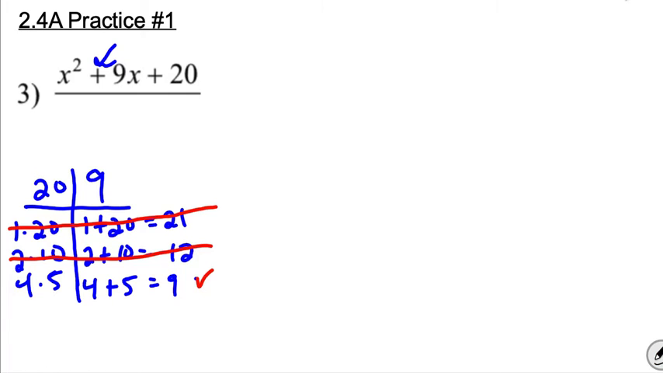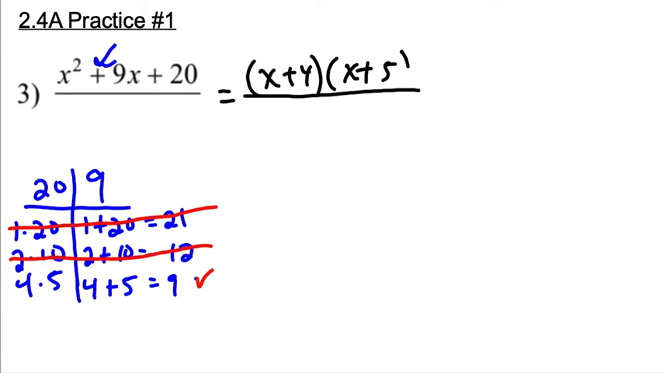So let's rewrite them up here now. So this is equal to x plus 4, and x plus 5. Okay, the x's come from, we had to get x squared, that comes from x times x, and then 4 times 5 gives us 20, and then from our distributive property we would end up with the 9x in the middle.